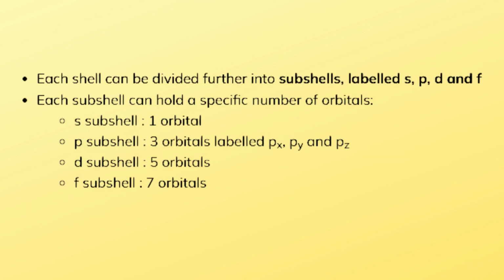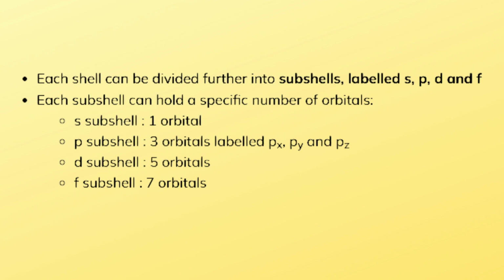Each shell can be divided further into subshells. These are labeled as S, P, D and F. So you have to remember one thing. The outside of the nucleus is the space where you can find the electrons. That space is called shell. And inside the shell there are some regions where specifically you will see the electrons. Those specific regions inside the shell are called subshells.